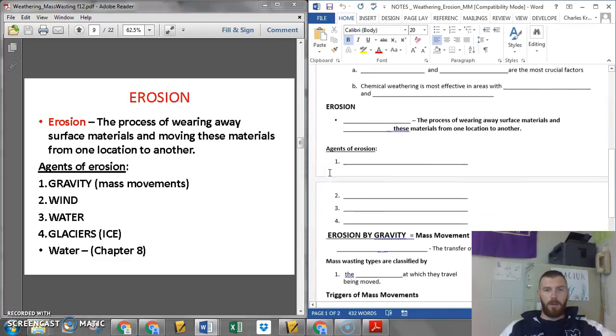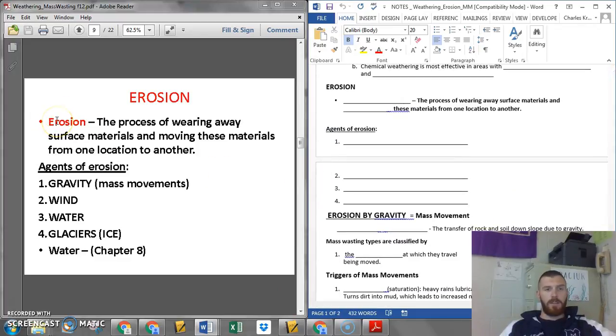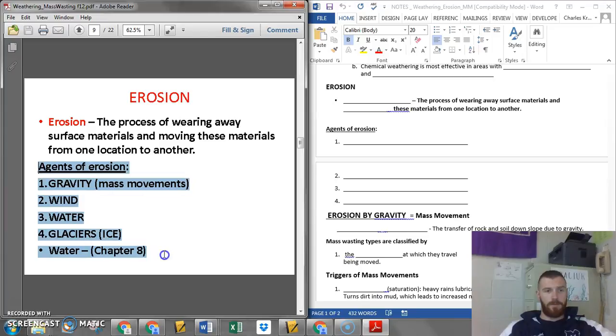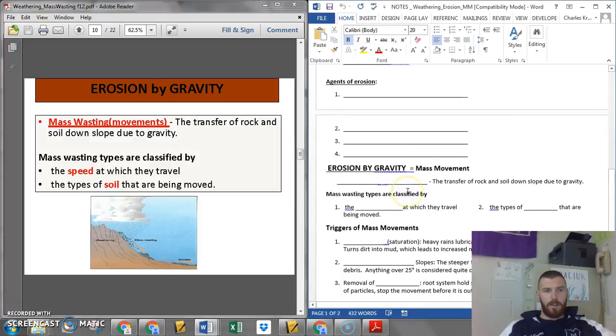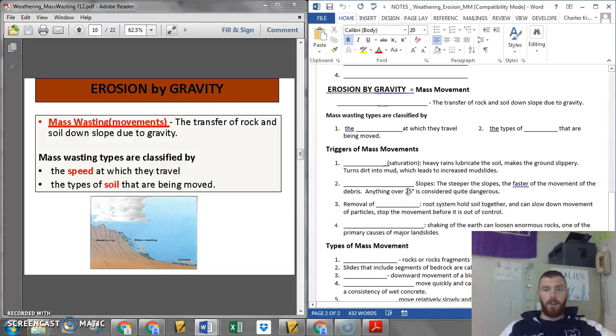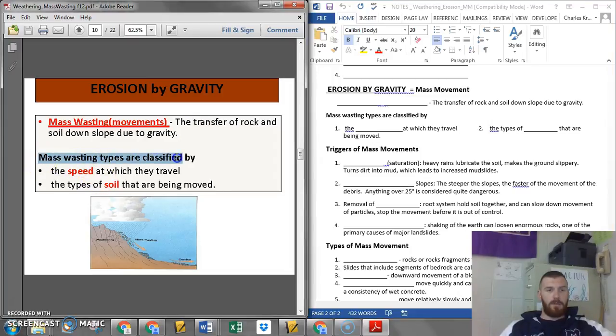Okay, so getting into erosion here. Erosion is the process of wearing away surface material and moving these materials from one location to another. There are several agents of erosion. You can see those listed here. Okay, so getting into erosion by gravity here, or mass movements as it's otherwise called, is the transfer of rock and soil downslope due to gravity. And mass wasting or mass movements are classified by the speed in which they travel and the types of soils that are being moved. So you can type those into these.